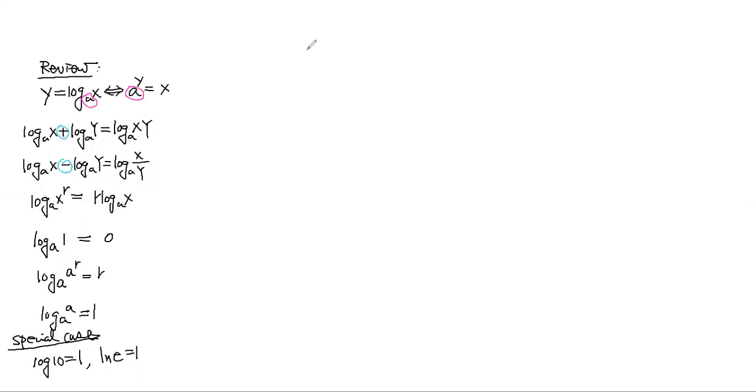If you have exponents, you can move the exponents to the front. The log of 1 is always equal to 0, no matter what the base is. And if your log base is equal to the base of your exponential, because they are inverse functions, you can just cancel them out, and you get the exponent by itself. That's pretty cool, right?